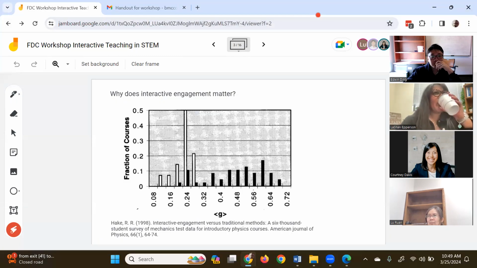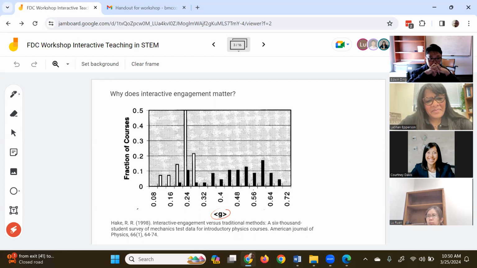So this one is a graph that I became aware of a long time ago. This is from a physics education research paper way back in 1998. This is a pretty foundational paper in physics education research. So walking you through this here, what we have is a histogram. So this axis is which fraction of courses in the study.